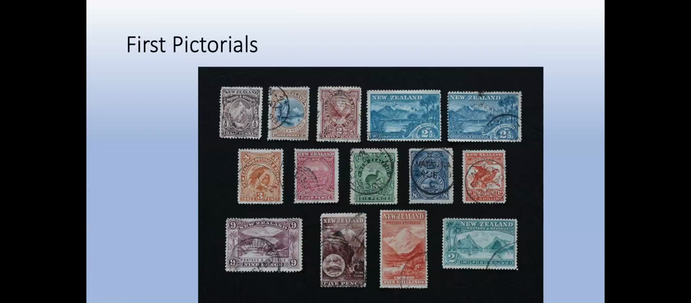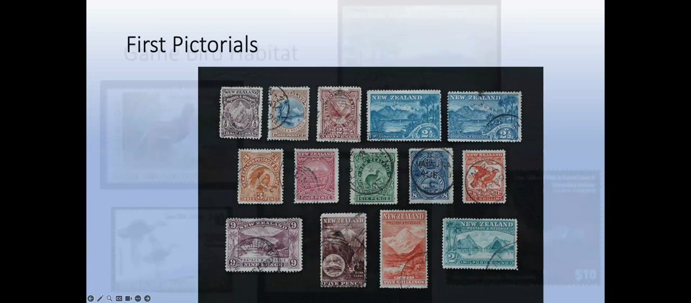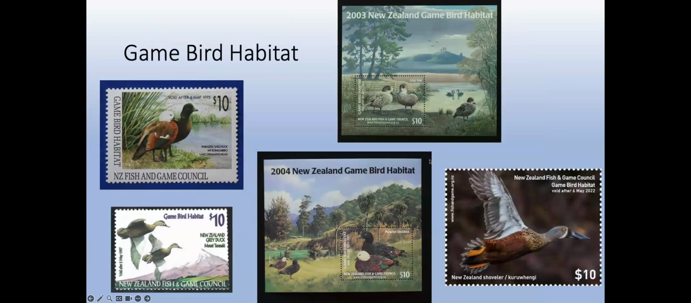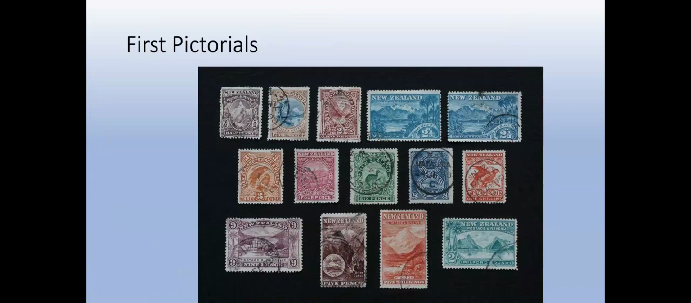Moving on to F, New Zealand's first pictorials featured mountains and bird life, and the 8-penny stamp here featured the British Crown and the first image of Maori. So in the bottom circle of the 8 is a Maori canoe, also known as a waka. So, New Zealand's first pictorial issue.